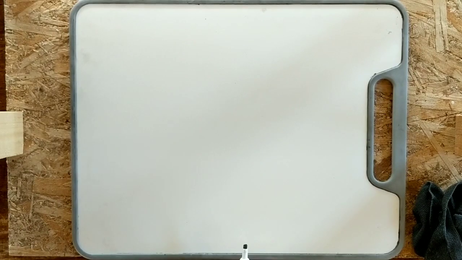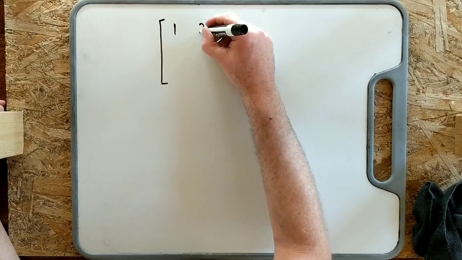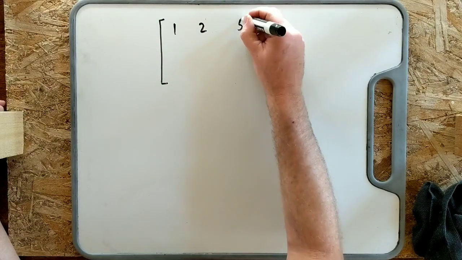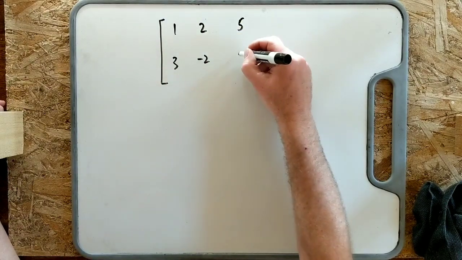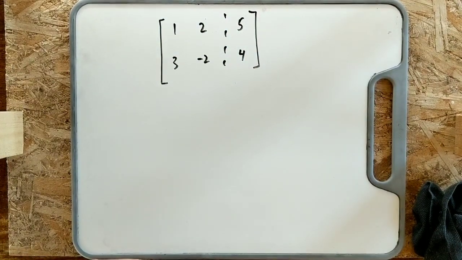Actually, what I think I'm going to do instead is give you a couple of problems to do rather than go through another one. So I'm going to start with just creating... I want you to take an augmented matrix, 1, 2, let's say 5, and 3, negative 2, 4, and write the equations for those. Okay, you can pause it there, just do it on your paper or something like that.